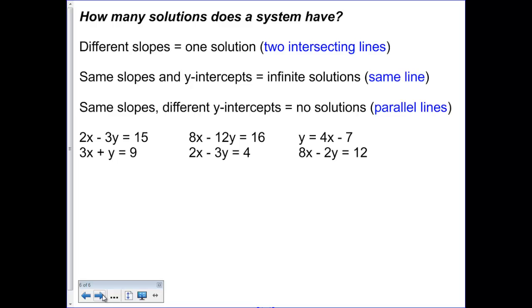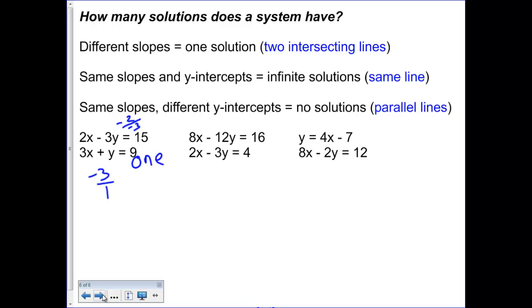So here we go. We're going to check each of these systems and see what kind they are. The first thing I always want to check is the slope of the equation. The first one here is negative 2 over negative 3, which is a 2/3 slope. And the bottom one is negative 3 over 1. So we can clearly see that the slopes here are different. Therefore, this system has one solution. That means it's an independent system.